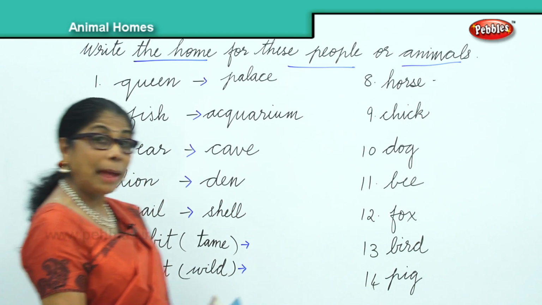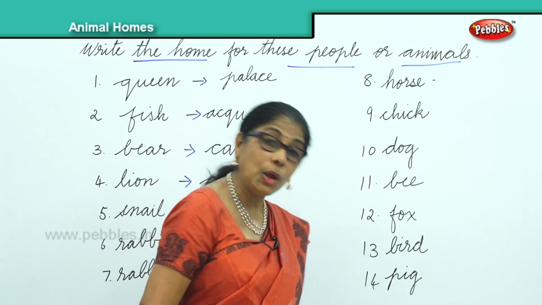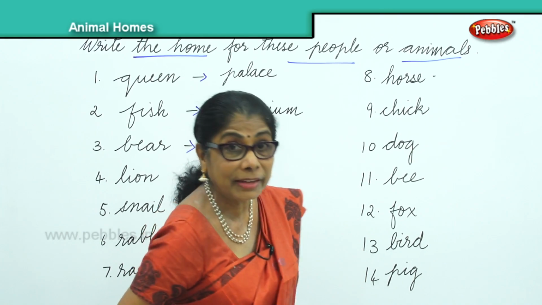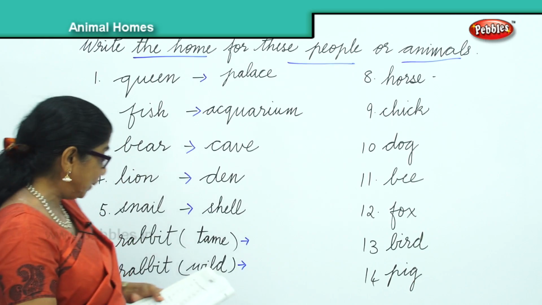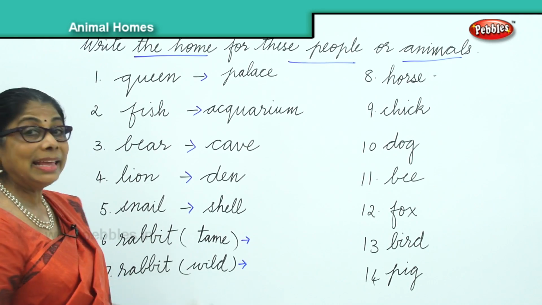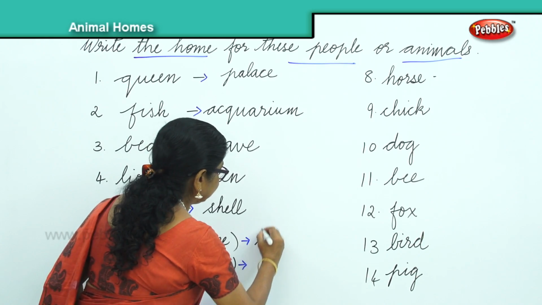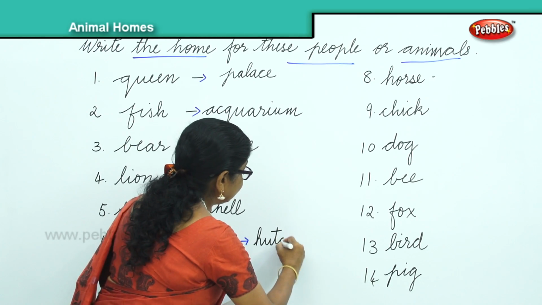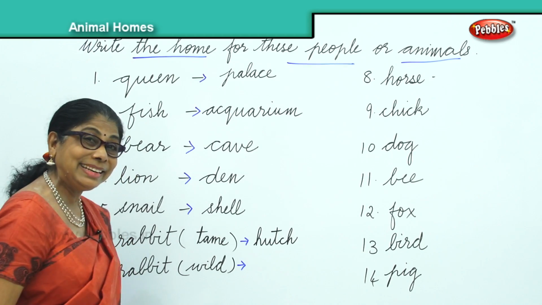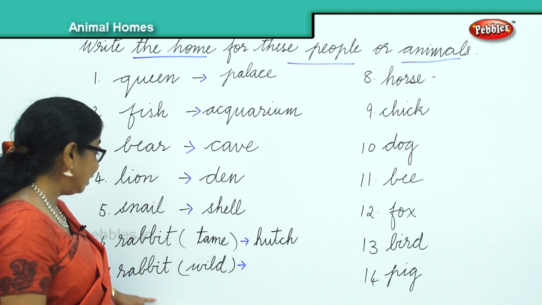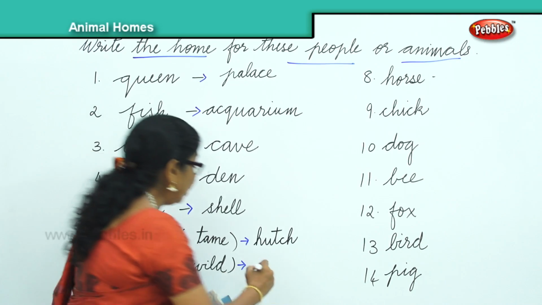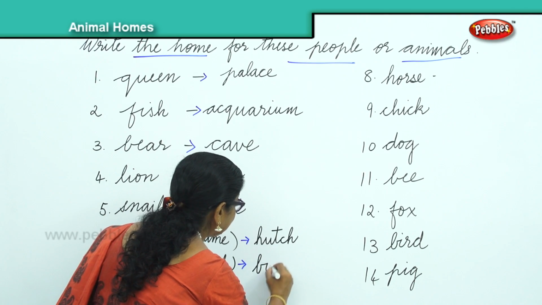Then we have rabbit. We have tame rabbit, we have wild rabbit. Both live in different homes. They are given different homes. The tame rabbit lives in a hutch. Hutch. Tame rabbit, hutch, and the wild rabbit, burrow. They make their own burrow, dig it up.